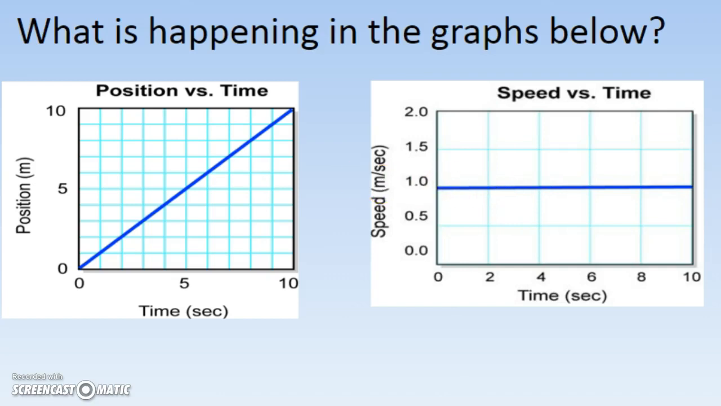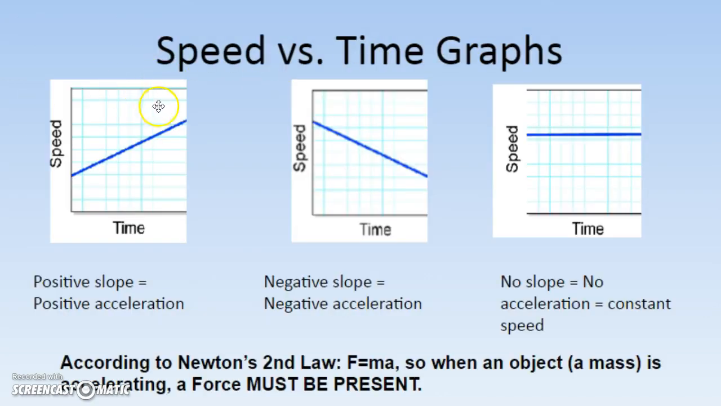It is not accelerating. But now when we look at speed-time graphs, in this case it has a positive slope, it has a positive acceleration. Here we have a negative slope on the speed-time graph and a negative acceleration. And here we have no slope on the speed-time graph. No slope, no acceleration, traveling at a constant speed.